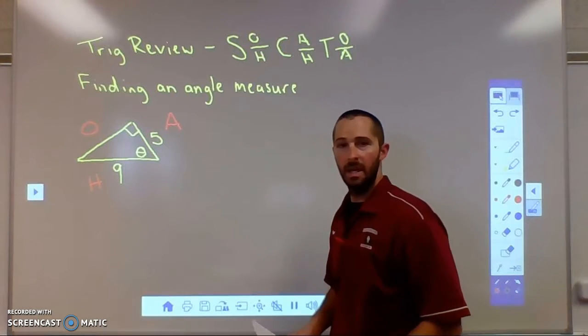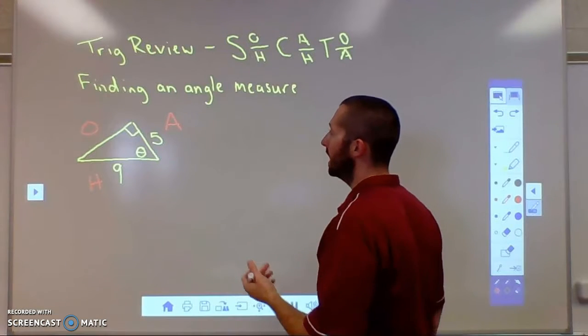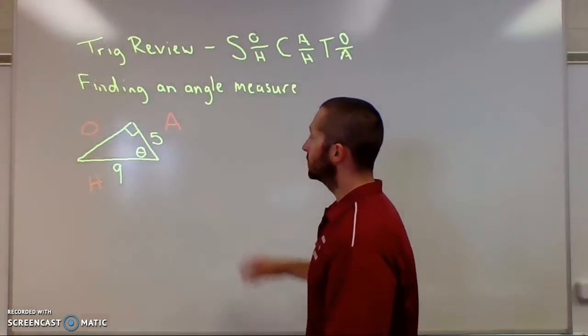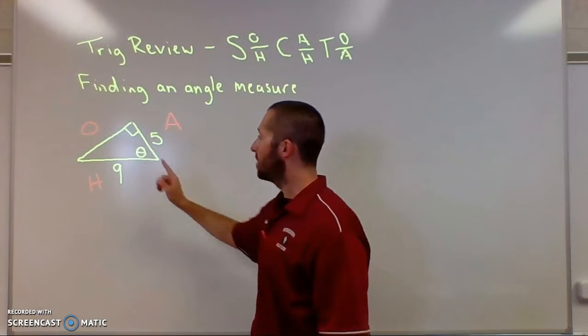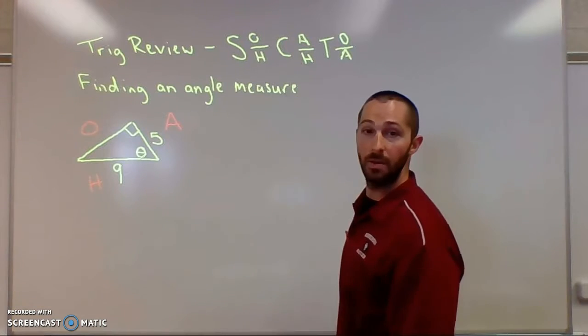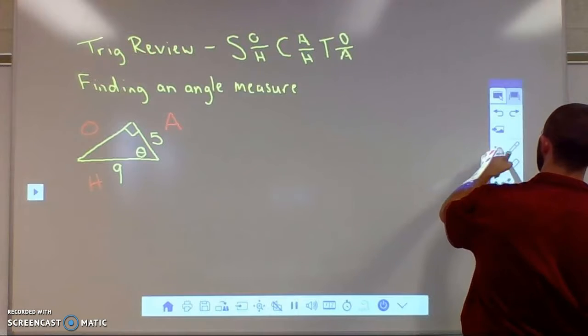Now, deciding what we need to do to solve for the angle, we first need to pick our trig ratio. So I know the adjacent side and I know the hypotenuse. I look up at SOHCAHTOA and I see adjacent and hypotenuse is cosine. So we're going to go ahead and set that up.